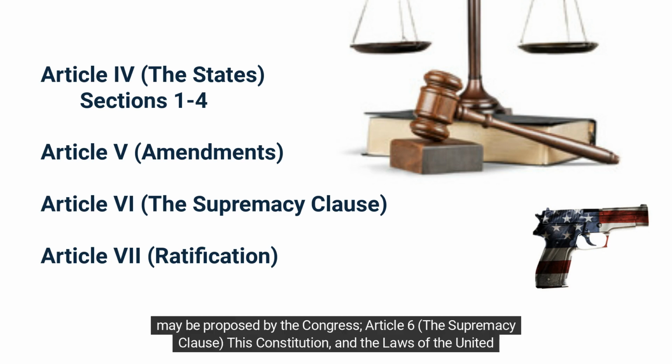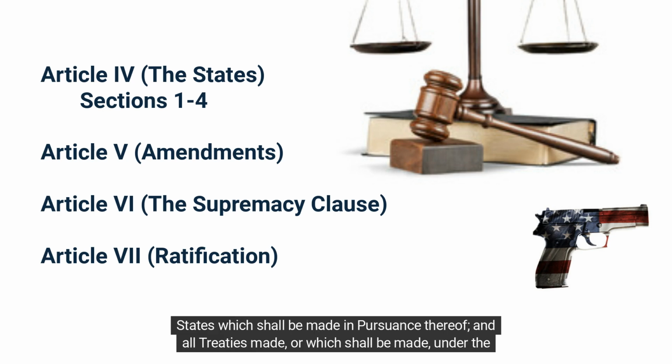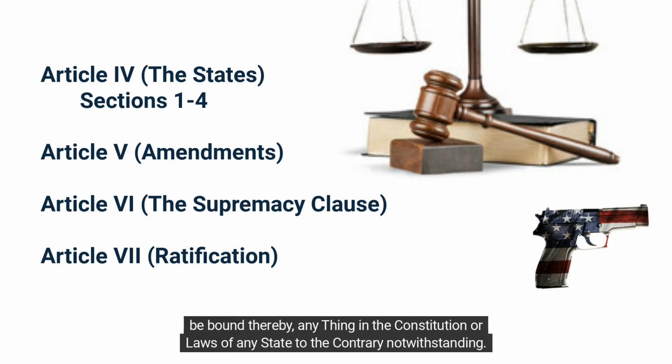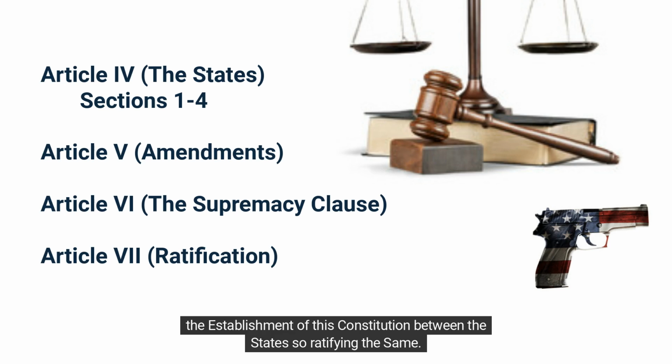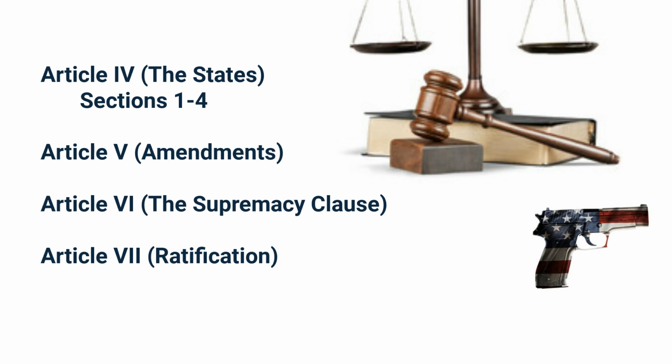Article 6. The Supremacy Clause. This Constitution, and the laws of the United States which shall be made in pursuance thereof, and all treaties made, or which shall be made, under the authority of the United States, shall be the supreme law of the land, and the judges in every state shall be bound thereby, anything in the Constitution or laws of any state to the contrary notwithstanding. Article 7. Ratification. The ratification of the conventions of 9 states shall be sufficient for the establishment of this Constitution between the states so ratifying the same.